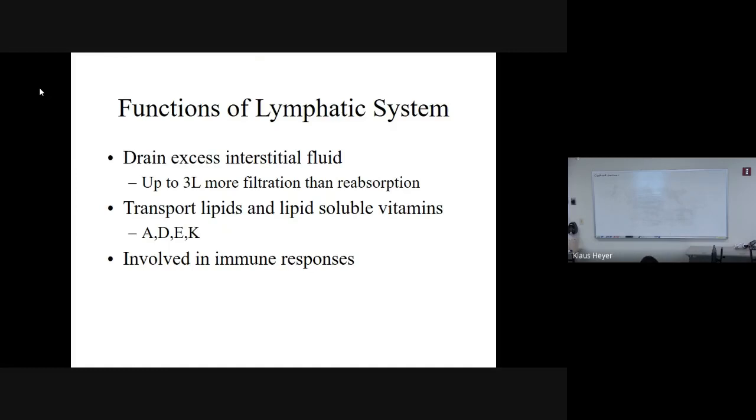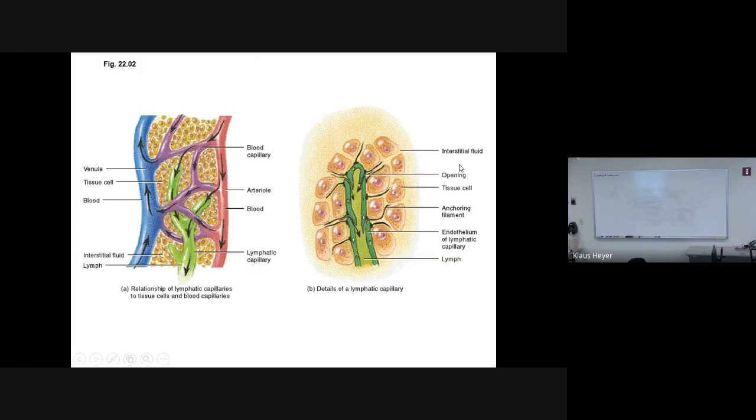So you would have edema, or swelling. The lymphatic system drains the excess interstitial fluid. Let me go to another slide for a second. This is your capillary beds. You see all the blood vessels, all the capillaries here. Here's all the cells, and the white spaces in between the cells, that's your interstitial fluid.